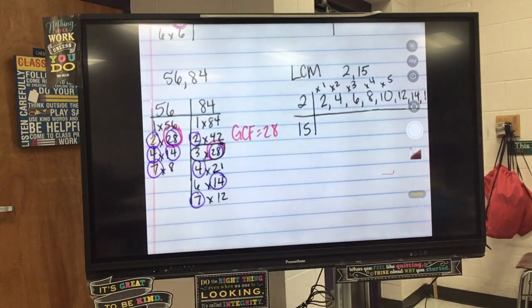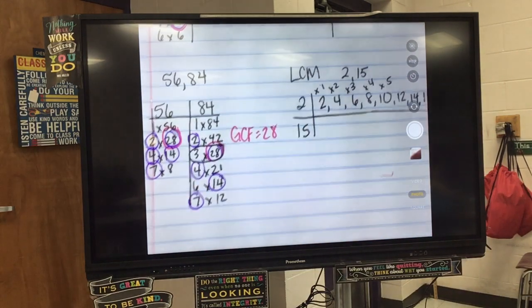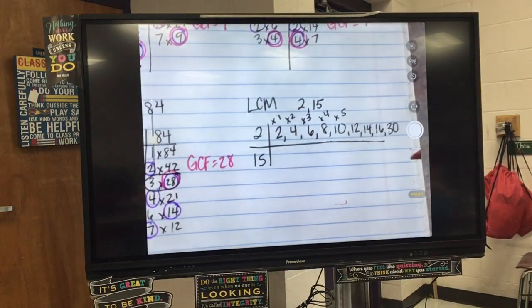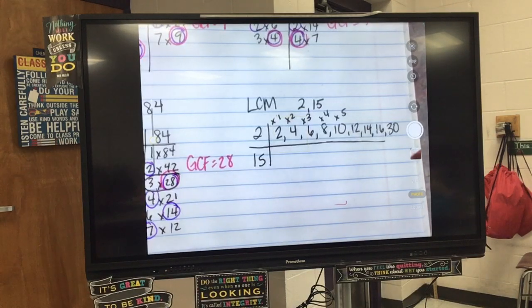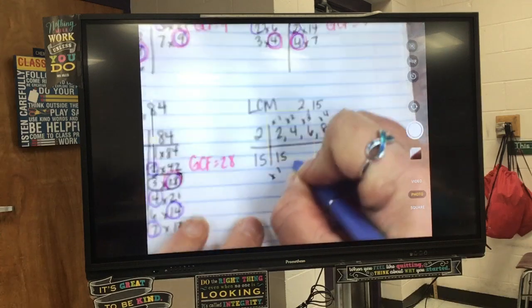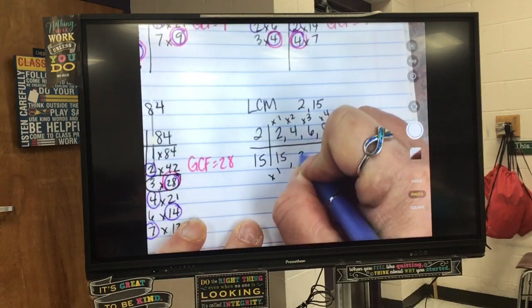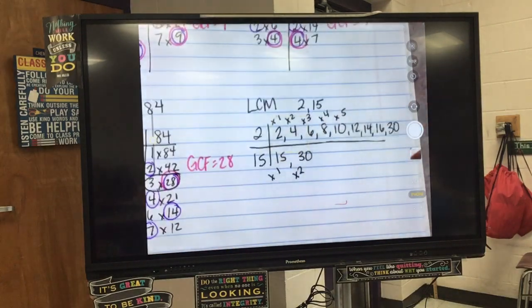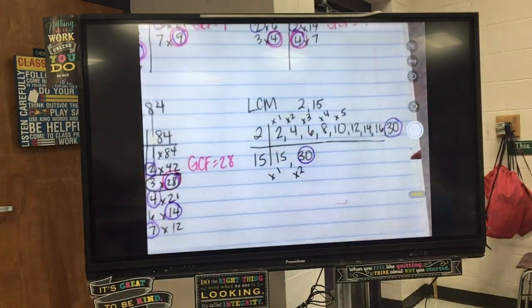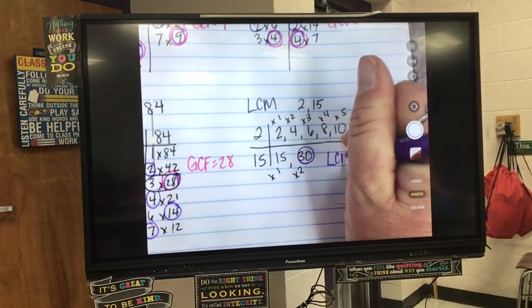Why am I stopping at 30, even though you can't see that? Obviously, don't ever do this, but why did I stop at 30? Sophia? Because 30 is a multiple of 15, so 15 times 1 is 15, 15 times 2 is 30. So my LCM is going to be 30.